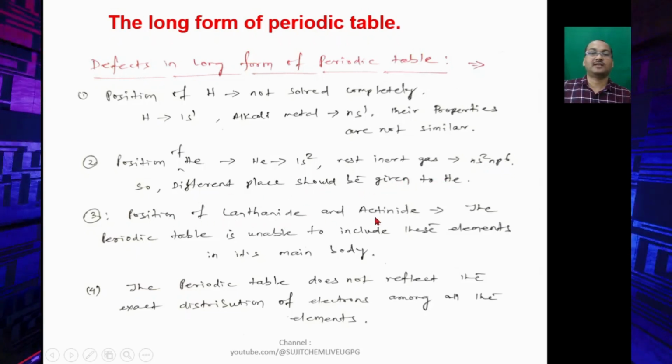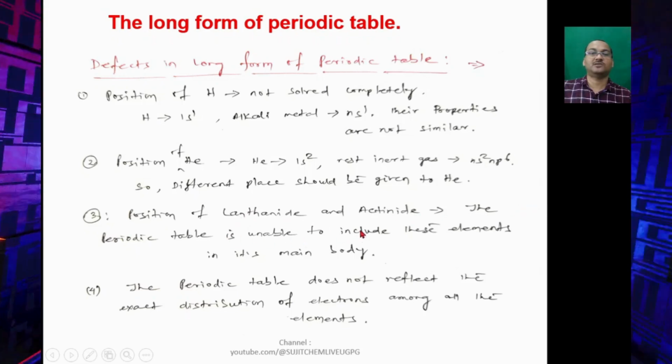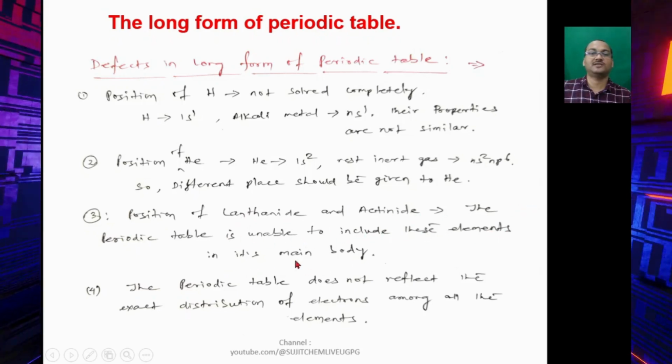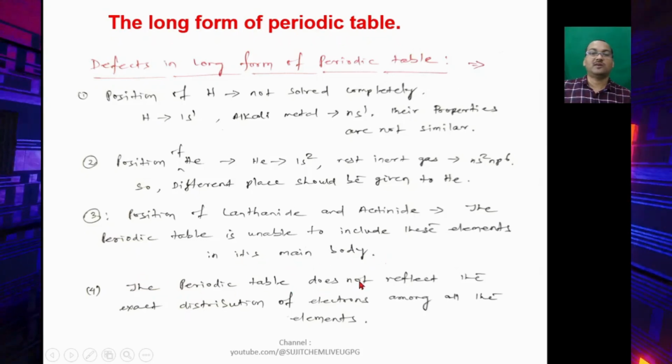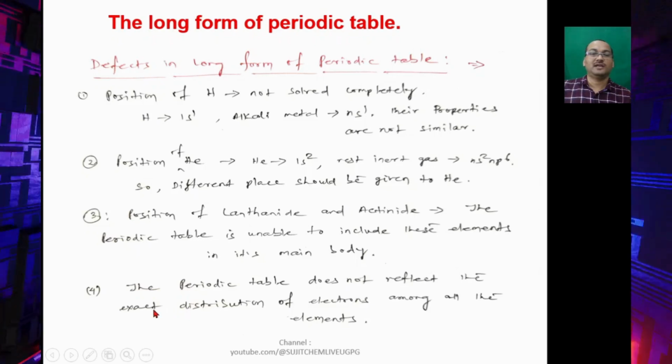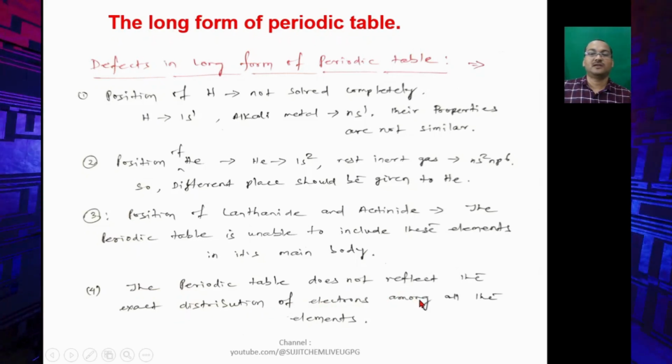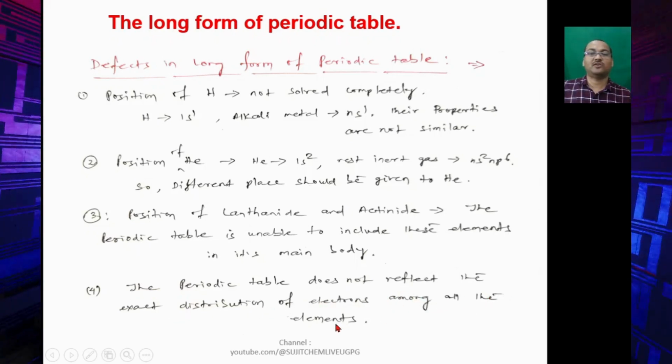And regarding the position of lanthanides and actinides, the periodic table is unable to include these elements in its main body. Also, the periodic table does not reflect the exact distribution of electrons among all the elements.